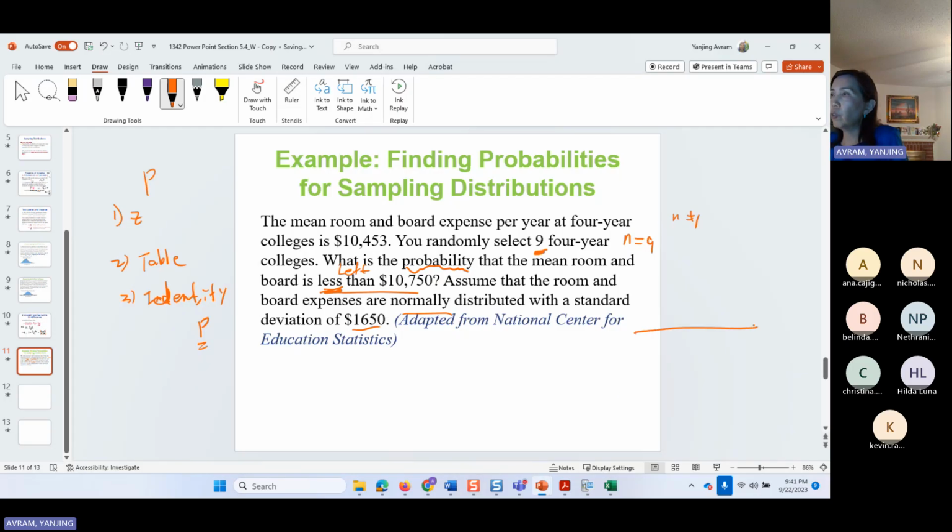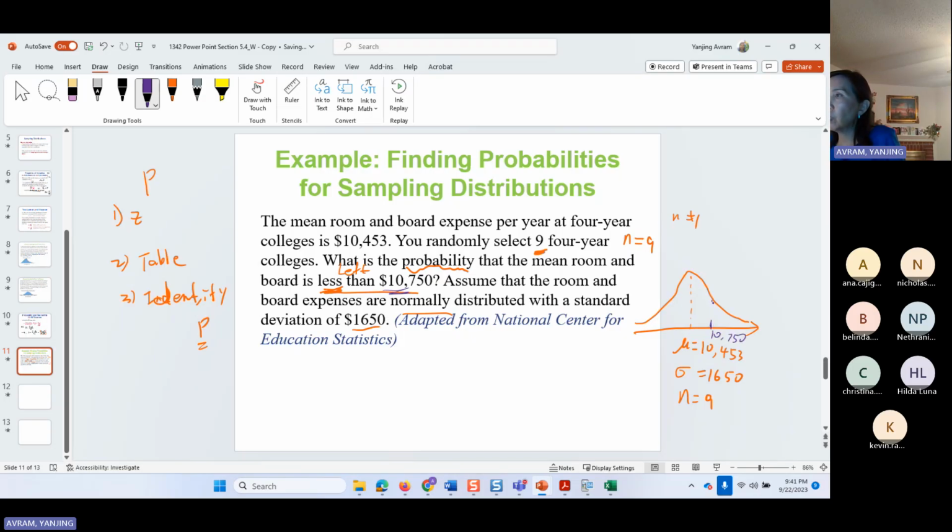All right, so if I draw a little bell curve, my mean, my mu here, I like to write down everything so I don't have to go back. My mu here is 10,453. My standard deviation here is 1650. This time I need to write down n. N is 9 because n is not 1. And then my data value is 10,750. That is a little bit greater than this one, so it must be on the right.